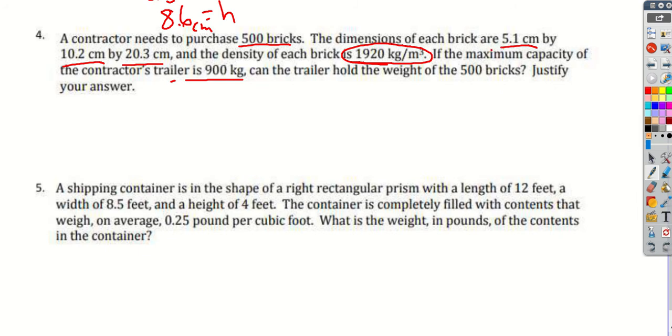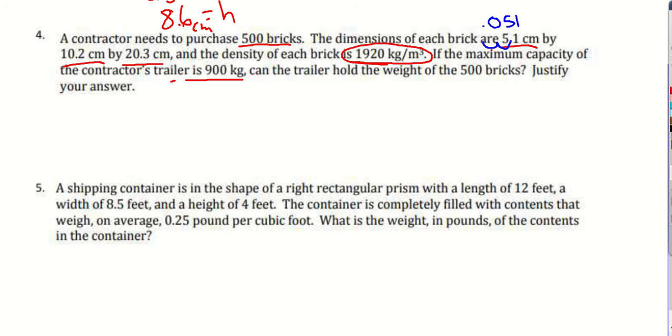So we're going to convert 5.1 and we're going to get 0.051 meters. Same thing for 10.2 is 0.102 meters. And then when we move this over, we get 0.203, and this is also in meters. All right, so first thing we're going to do is we want to know the weight of our bricks, and then we're going to times it by 500.